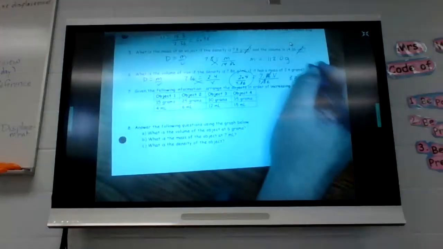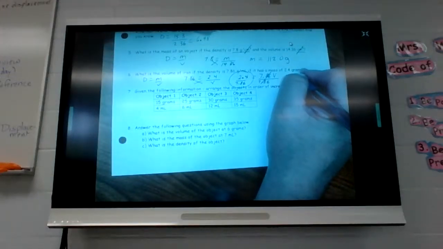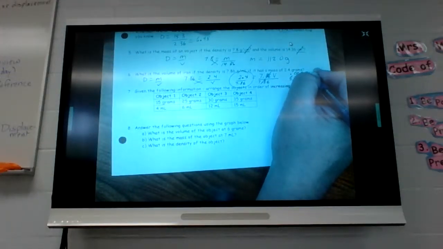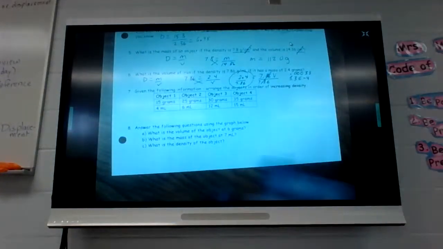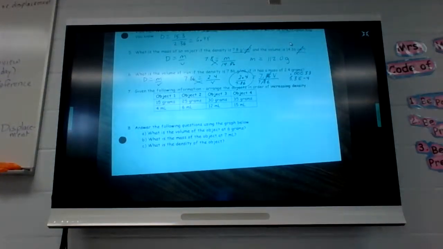All right, what that means is scientific notation. It's a really itty-bitty number. I don't have anything weird like that on the test. I didn't realize I had anything itty-bitty like that on this.